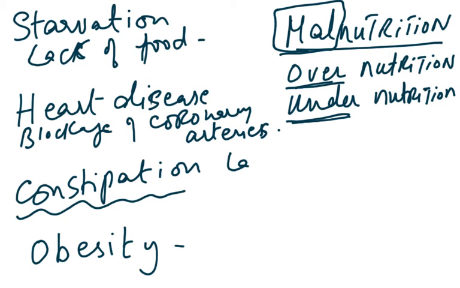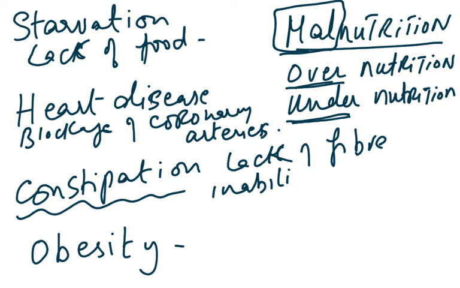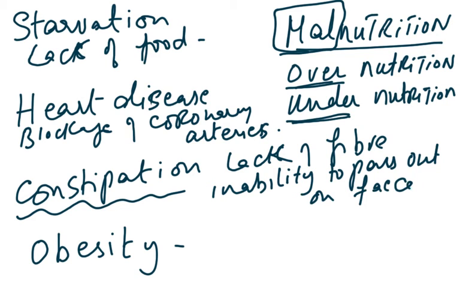Constipation is lack of fiber in the diet. So no fiber, the person does not eat any fruit, any vegetables. So this constipation is the inability to form any feces, inability to pass out any feces. So that's mainly the reason, because the person is on a diet which is a very low fiber diet. So inability to pass out any feces.